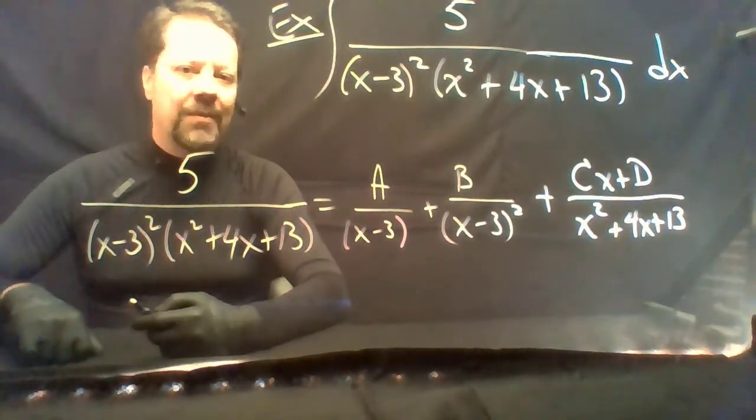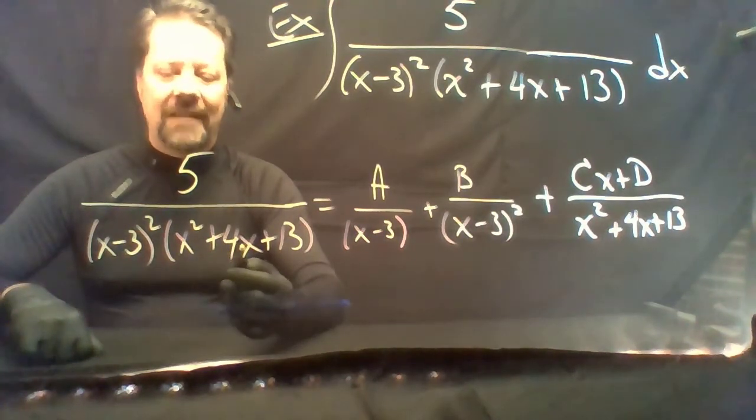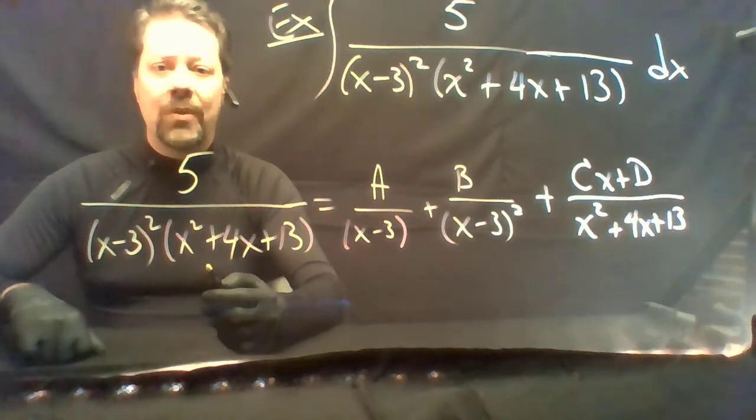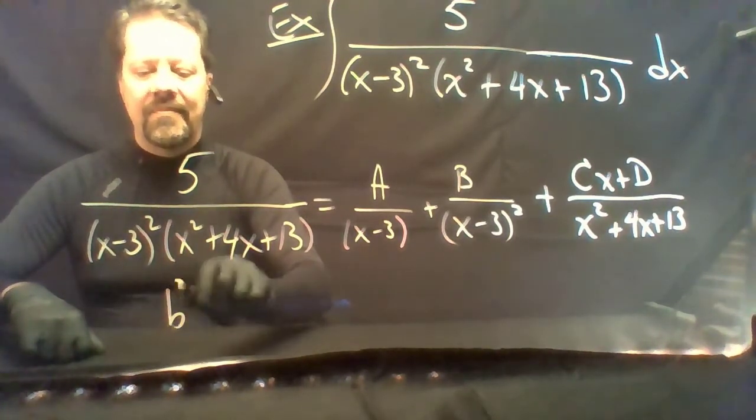One way to determine whether or not this last factor is an irreducible quadratic is to check the discriminant of the quadratic formula, b squared minus 4ac.